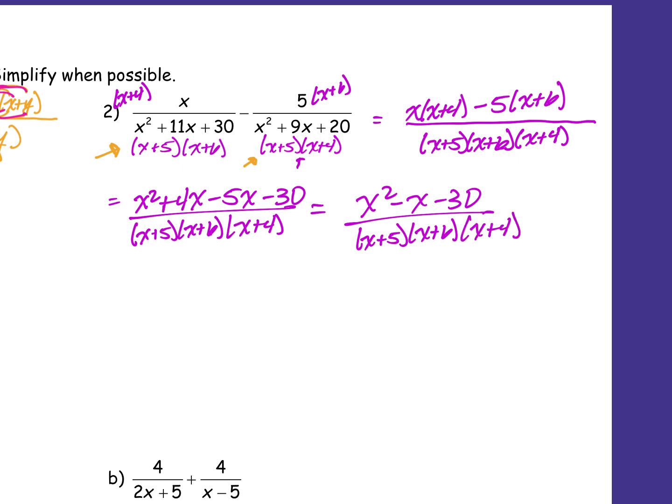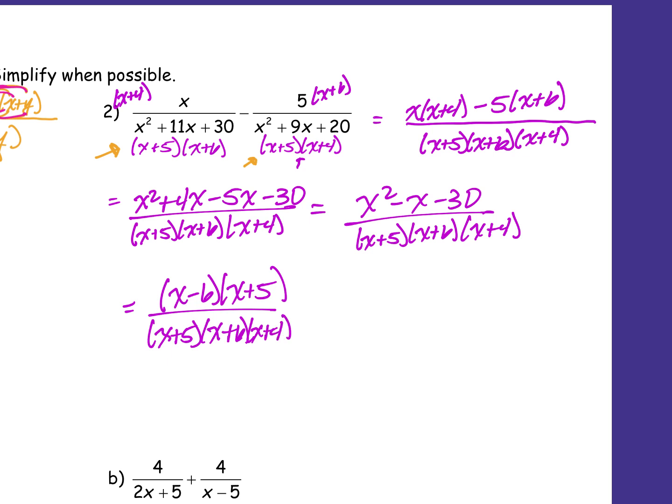x plus 4. I wonder if that factors. What multiplies to be negative 30 and adds to be negative 1? Oh, negative 6 and 5. So it does factor. So x minus 6 and x plus 5 over x plus 5 times x plus 6 times x plus 4. So I have an x plus 5 and an x plus 5. So my answer is going to be x minus 6 over x plus 6 and x plus 4. Done.